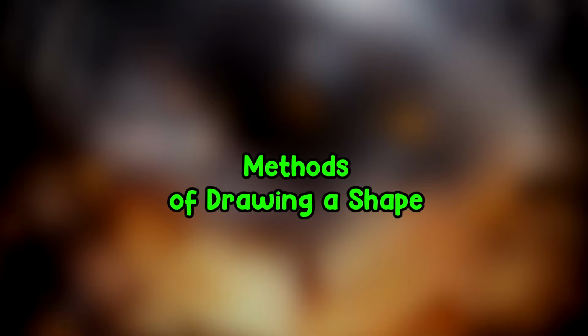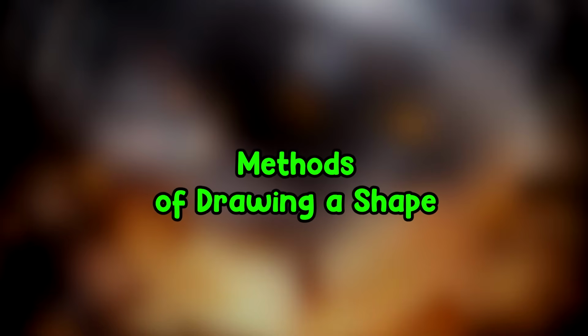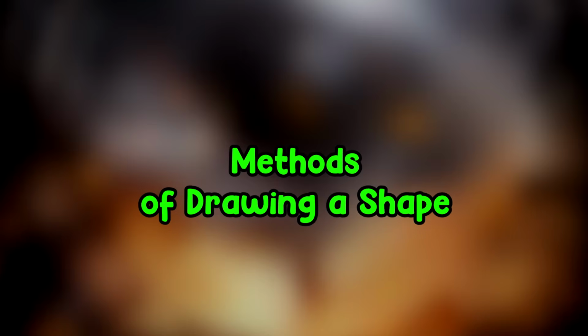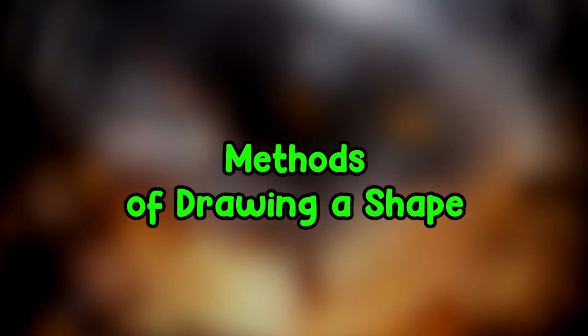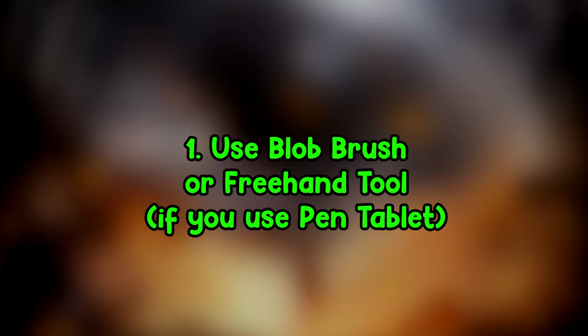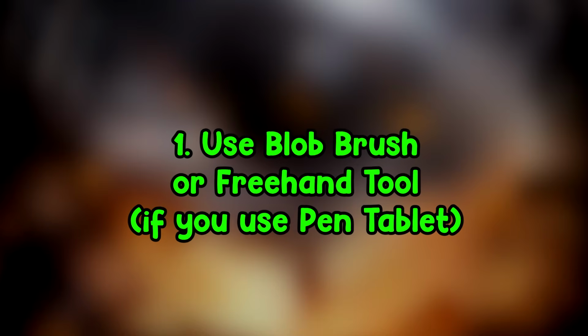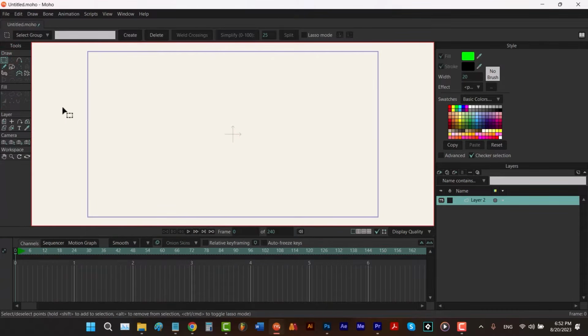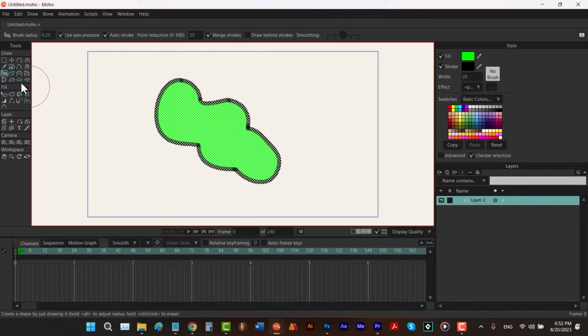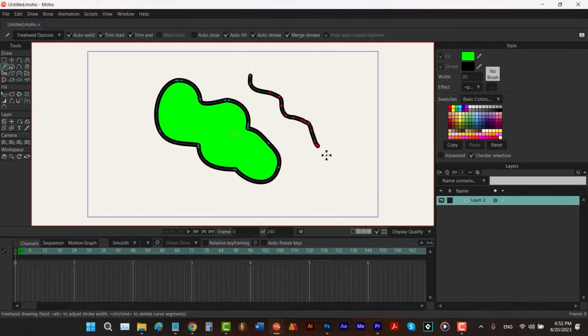Now that you've learned all important shortcuts for drawing a character, it's time to learn all methods of drawing a shape. First, I have to tell you that if you use a pen tablet and you want to use it to create your character, then to create shapes, you should use Blob Brush, and to draw strokes only, I mean lines, you use the Freehand tool. But we are not going to focus on these two in this video. If you want to learn more about them, I already have a video about it. You can just go and watch it.